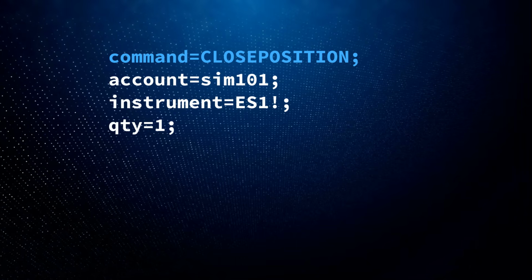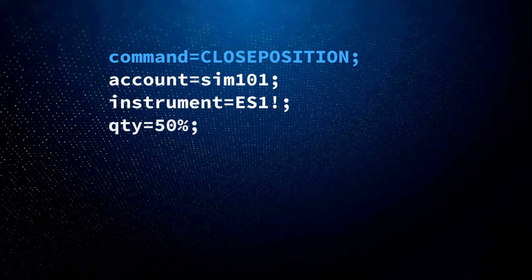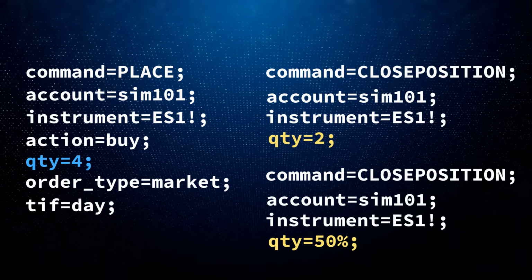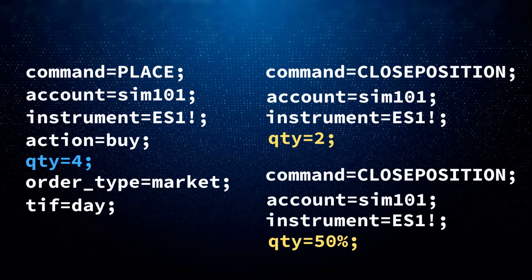You can do this with either a numerical or a percentage value. For example, let's say your place command opens a trade with 4 total contracts. Using either one of these examples, you would close 2 contracts or 50% of the total position.